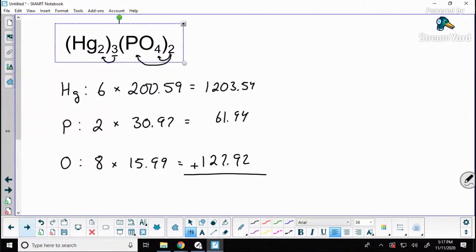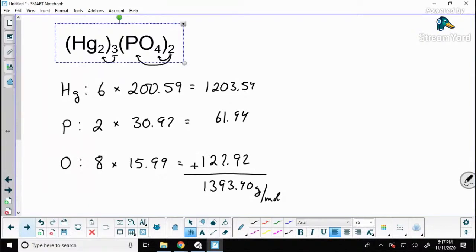Then add all these up. So 1203.54 plus the 61.94 plus the 127.92. And I'd have 1,393.40 grams per every 1 mole for the molar mass.